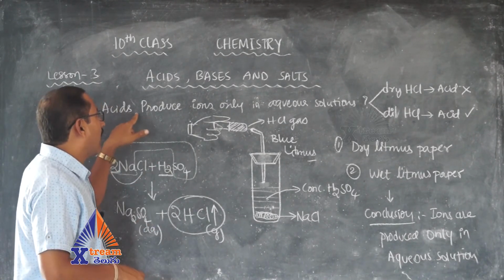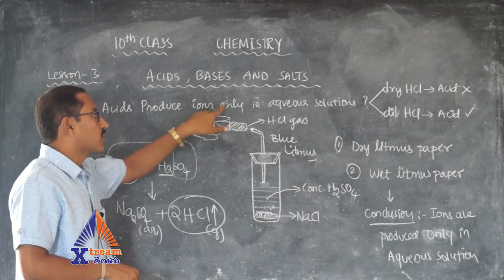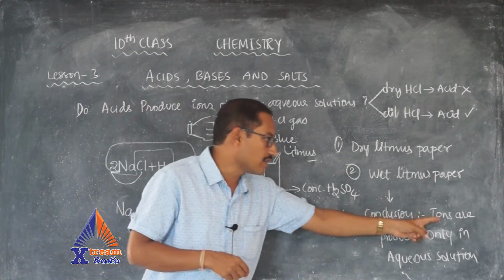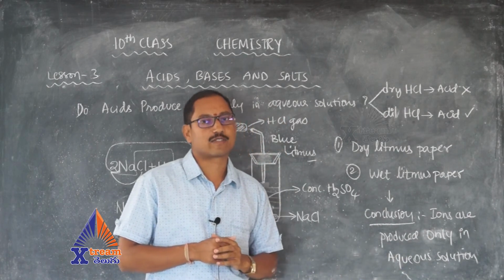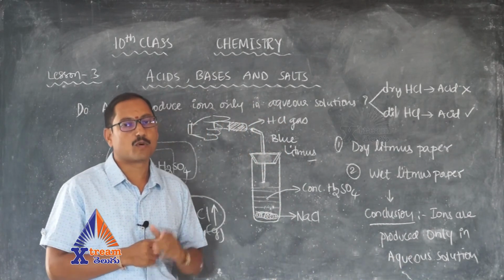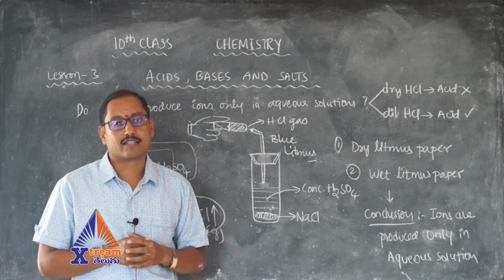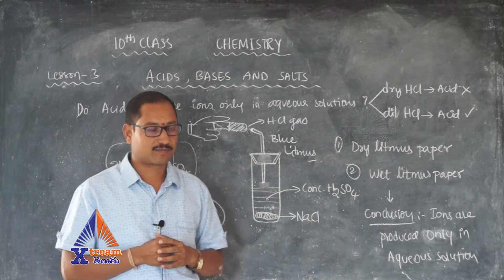Because acids produce ions only in aqueous solutions. That is our conclusion. Ions are produced only in aqueous solutions. H plus ion is produced only in aqueous solution. Hence, HCl is acting as acid.